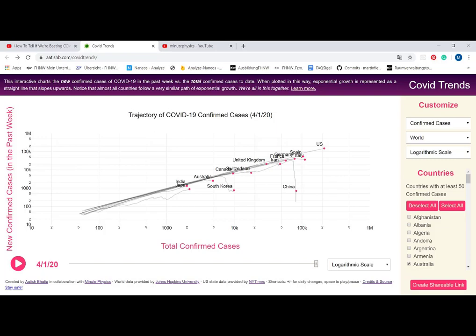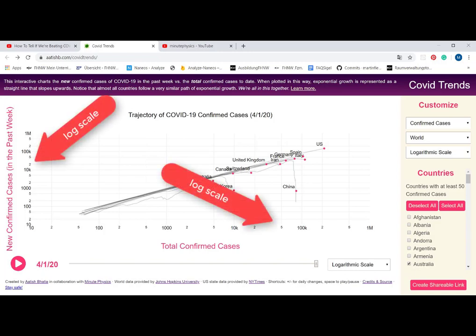You may have seen this graph on the internet. It's a nice animated graph showing the growth of the number of COVID cases in different countries. And the nice thing about this graph is that it's not showing the number of new cases as a function of time, but rather as a function of already confirmed cases.